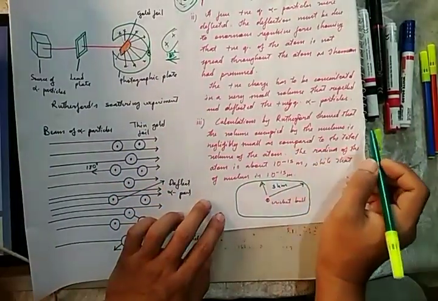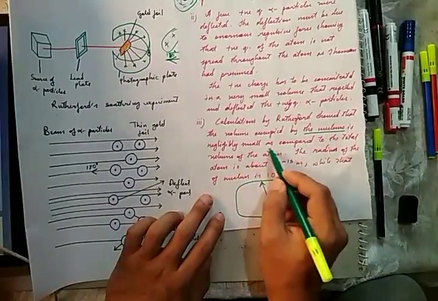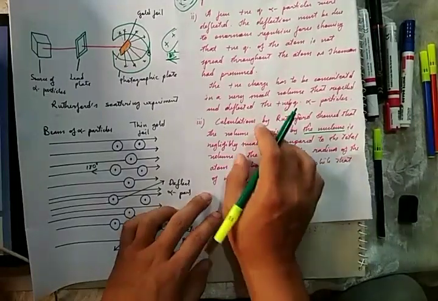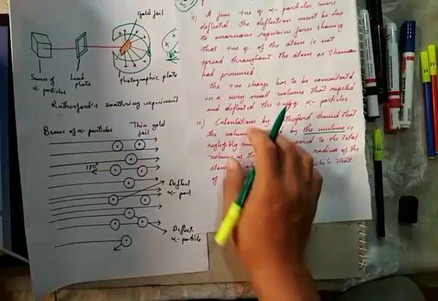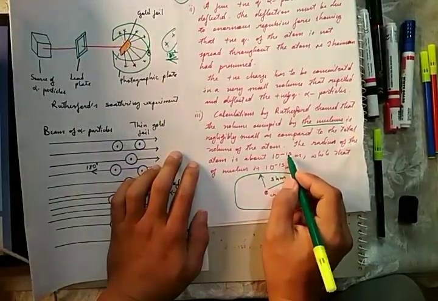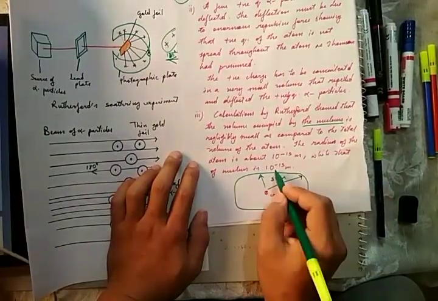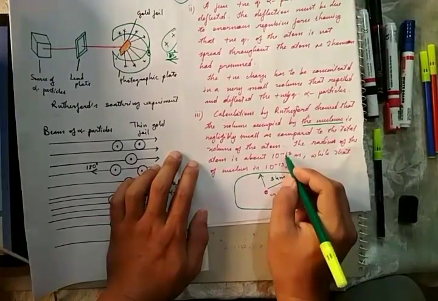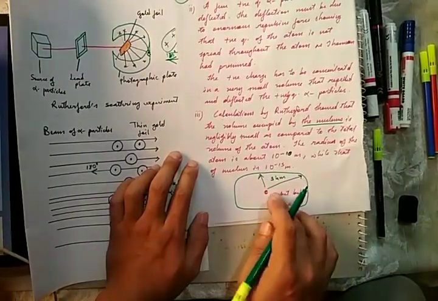Calculation by Rutherford showed that the volume occupied by the nucleus is negligibly small compared to the total volume of the atom. So the volume is very negligibly small. The radius of the atom is about 10 to the power minus 10 meter, while that of the nucleus is 10 to the power minus 15 meter.